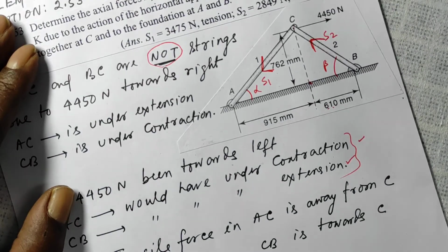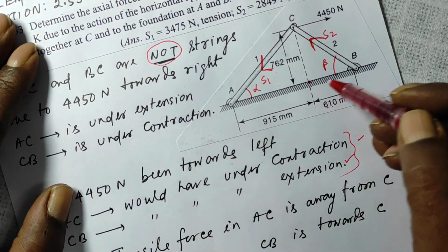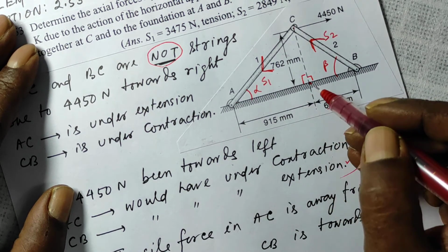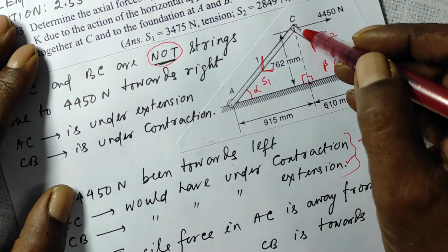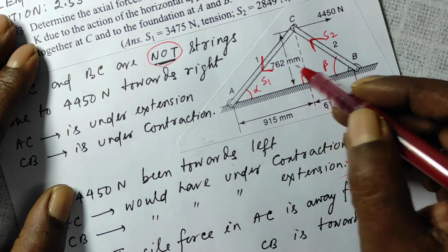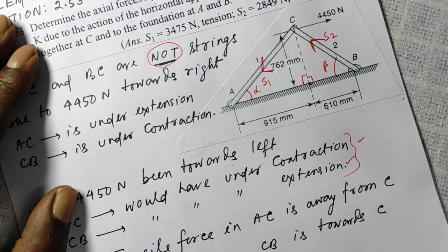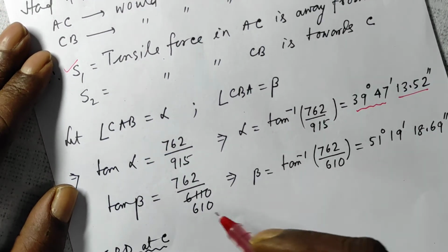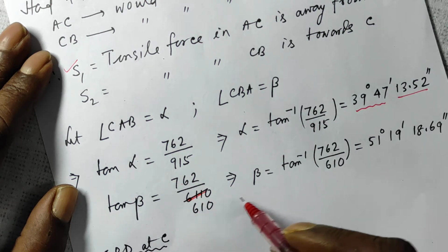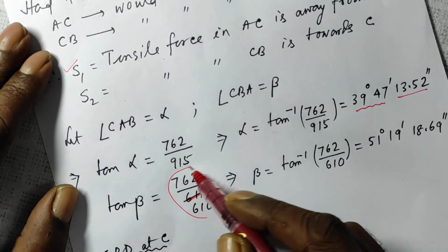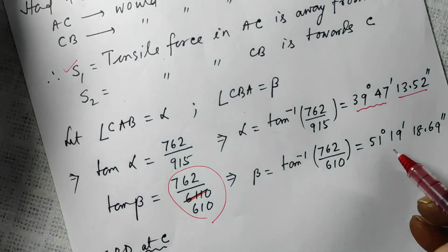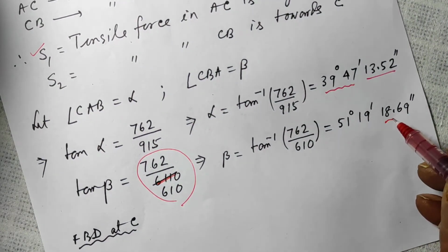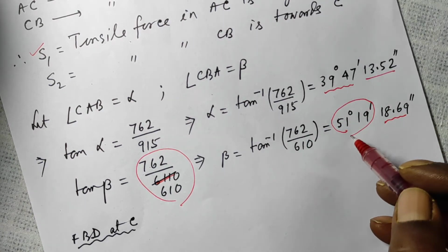Similarly, tan beta from this triangle, which is right angled here, and this triangle is also right angled here, tan beta will be perpendicular over base, that is 762 over 610. So tan beta is equal to 762 over 610. So beta is tan inverse of this. That comes out to be 51 degree 19 minute, 18.69 seconds of arc. I will not consider the seconds, I will only consider this.